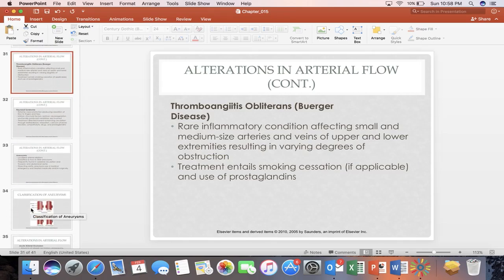Thromboangiitis obliterans, also known as Buerger's disease, is a rare inflammatory condition that affects small to medium-sized arteries and veins of the upper and lower extremities, resulting in varying degrees of obstruction. Treatment involves smoking cessation, if the patient smokes, and the use of prostaglandins.